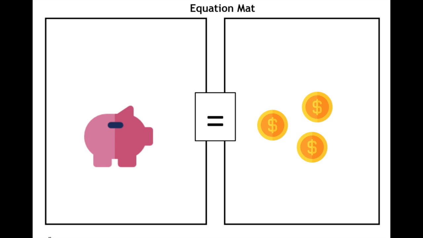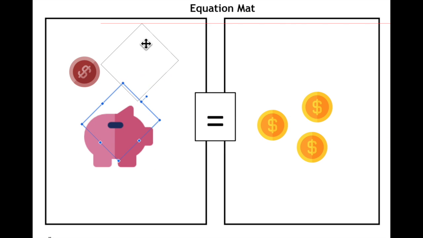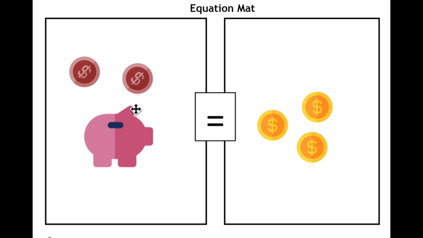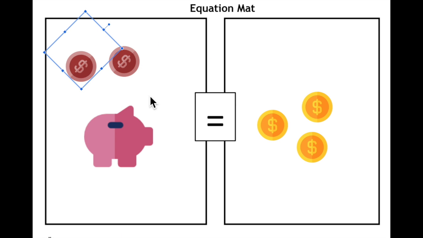2 coins. So now I need to figure out how many coins were in the piggy bank in the first place. And to represent the 2 coins that I took away, I'm going to change the color so that you know there are 2 coins that I took away. So I have a piggy bank. I took out these 2 coins, and what I had left was these 3 coins. How many coins were in the piggy bank in the first place?